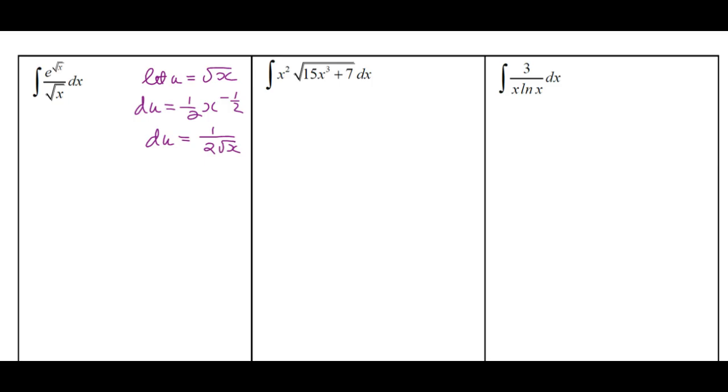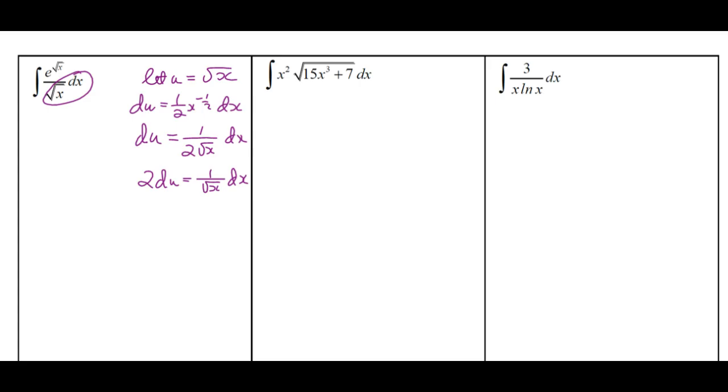No. So I want to get rid of this. So how do I do that? How do I get rid of the 2? Multiply by 2. I think you forgot to write the x. I did. You're right. Right again. All right. Okay, so now we've got a replacement for dx over root x, right? Okay, so this is equal to e to the what?